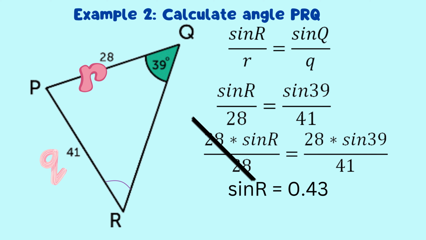To get angle R, we press Shift, then sine, then 0.43. Then the equal sign. You should have R equals 25.5 degrees.